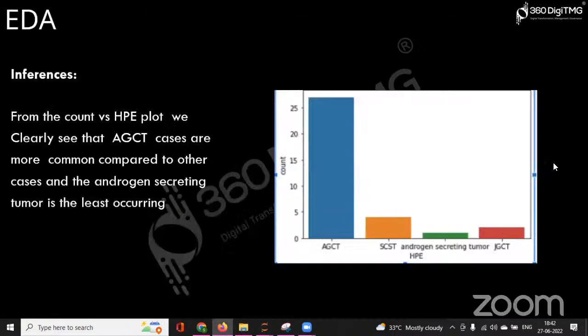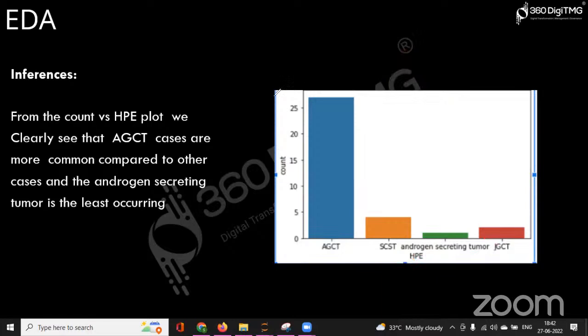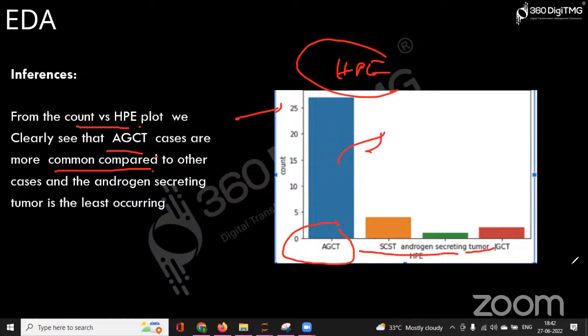After that, what we have to do is some EDA. After doing this EDA, I realized that most of the cases are AGCT only. In TNBC, there are different types like AGCT, SCST, JGCT, and secreting tumor. From the count versus HPE plot, on the HPE column, you can clearly see that AGCT cases are more common compared to the other cases.